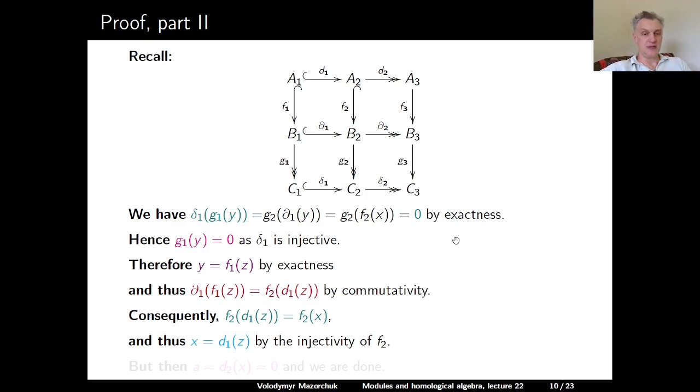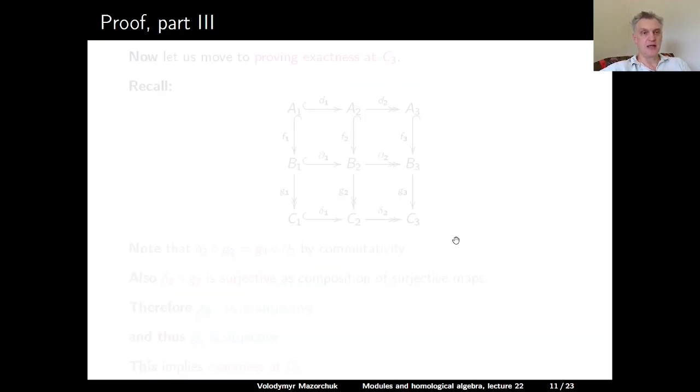The second column is exact. But this means that our element of A is equal to d2 of x, which is equal to d2 of d1 of z, and this is 0 because the first row is a complex. And we are done. So if A is sent to 0 by F3, then A itself is 0. So F3 is an injective map. So we have just proved exactness at the position A3.